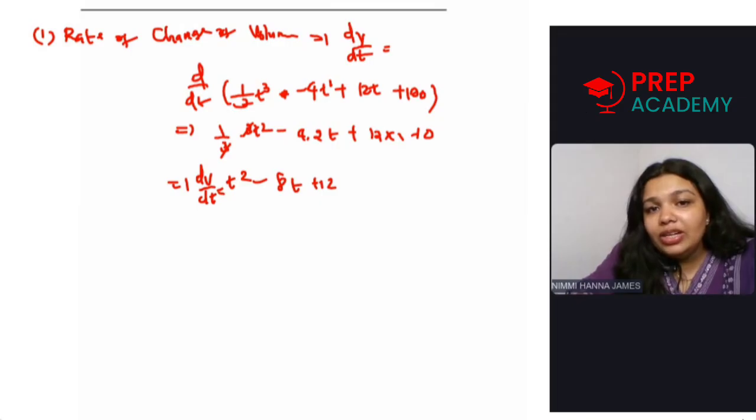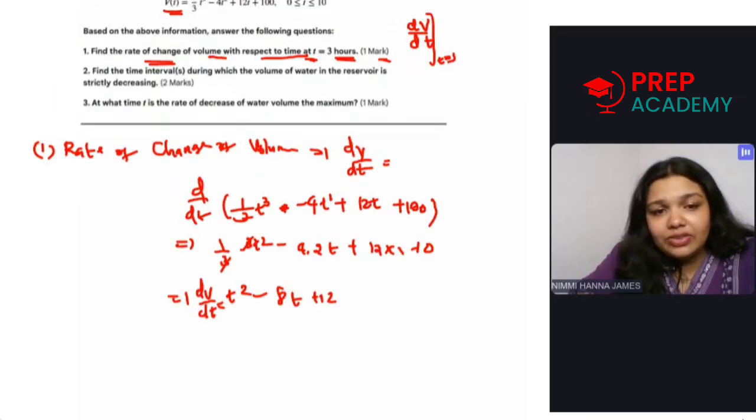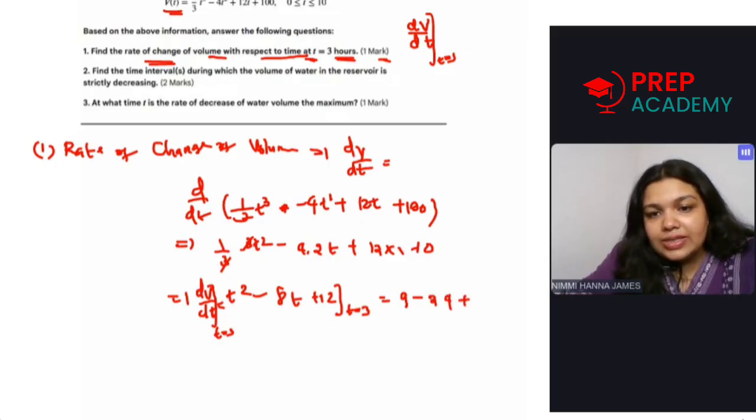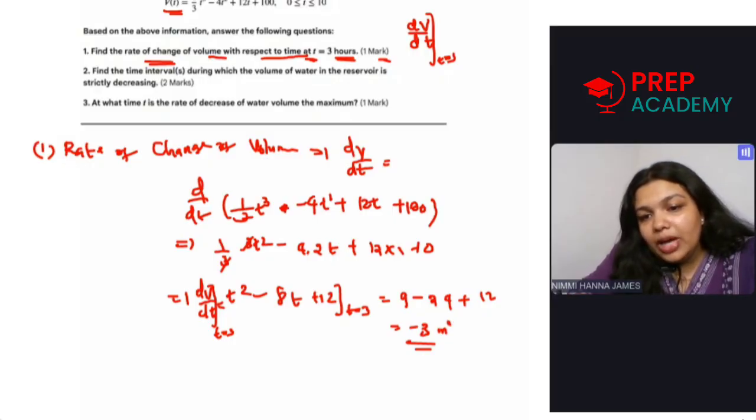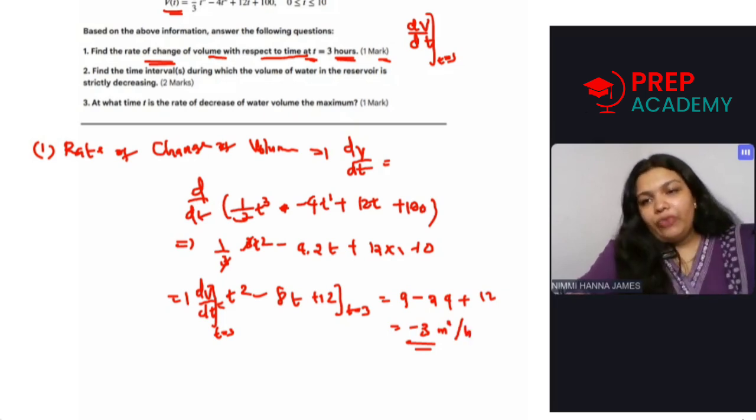And now we want to find this when time is equal to 3 hours. So when t is equal to 3, we substitute: 3 squared is 9, minus 8 into 3, that is 24, plus 12. So 12 minus 24 is minus 12, and 9 minus 12 is minus 3. Volume is in cubic meters, so minus 3 meter cube per hour. This is how we find the rate of change.